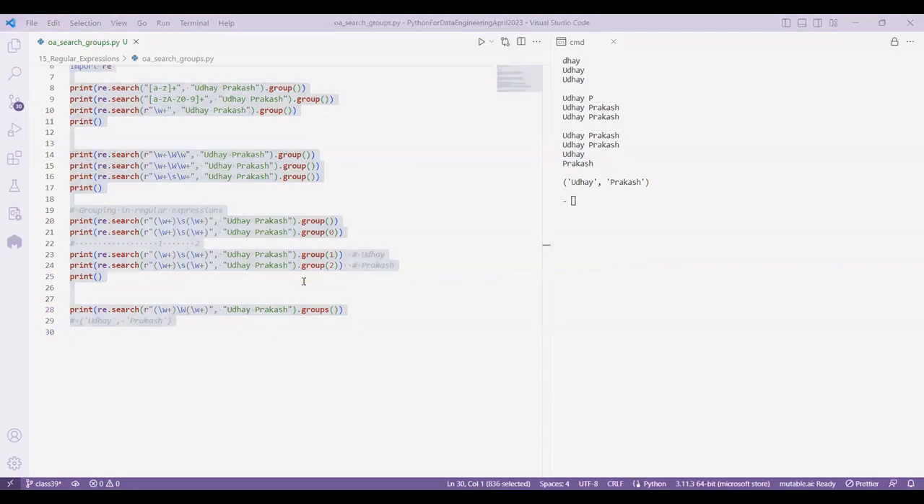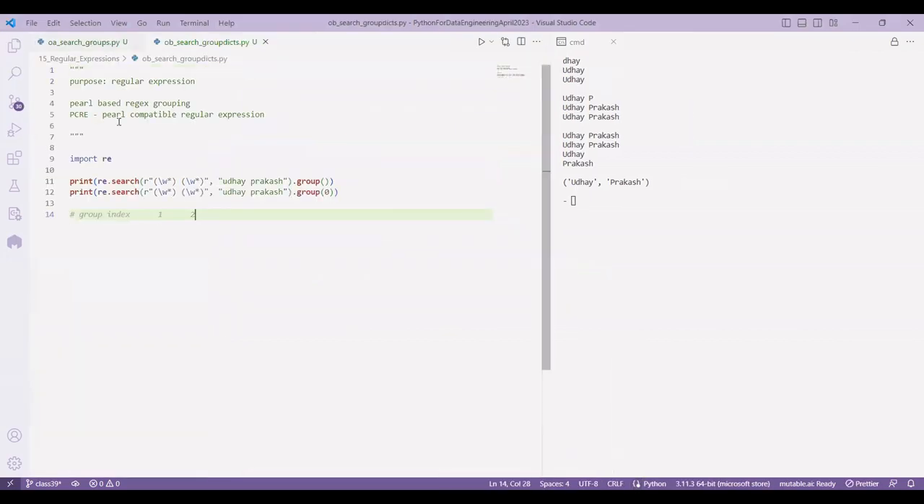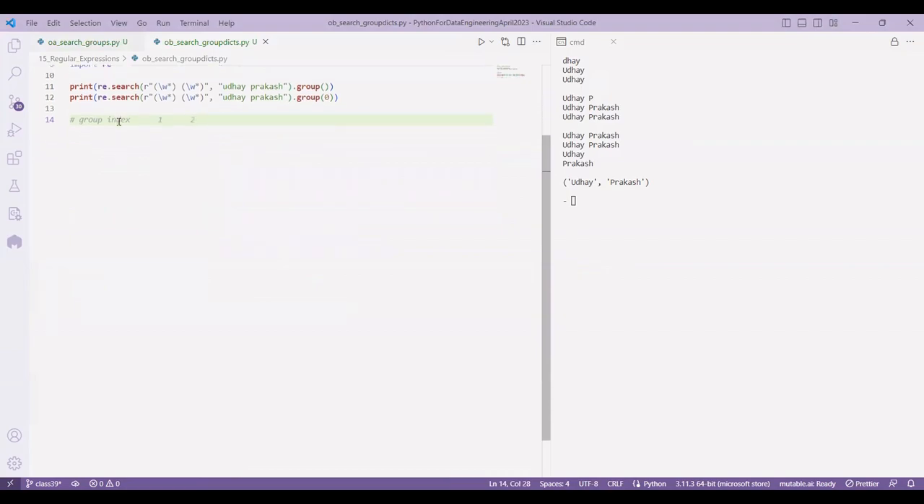Sir, this is good, but I am not sure which one is the first name, which one is the second name. I should be sure only directly like this, right? So I don't have any other way. Then what is the solution, sir? In that case, we should go for something called groupdict. The same search, instead of group, we go with something called groupdict.